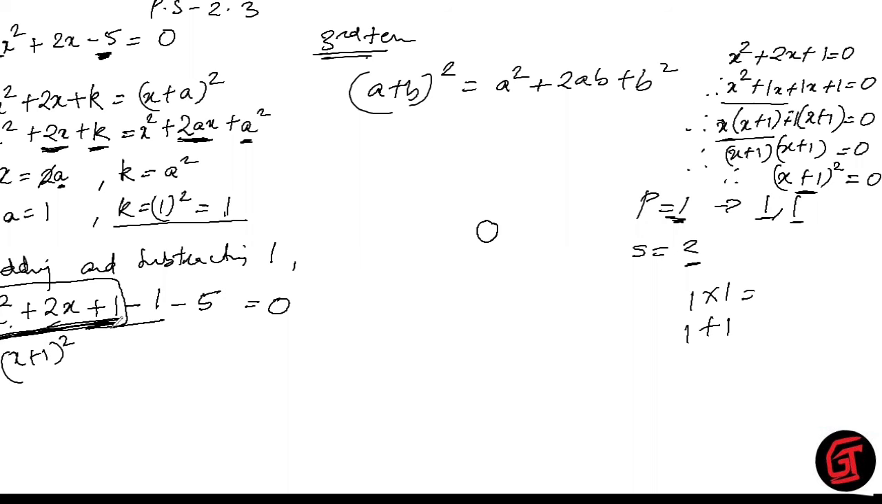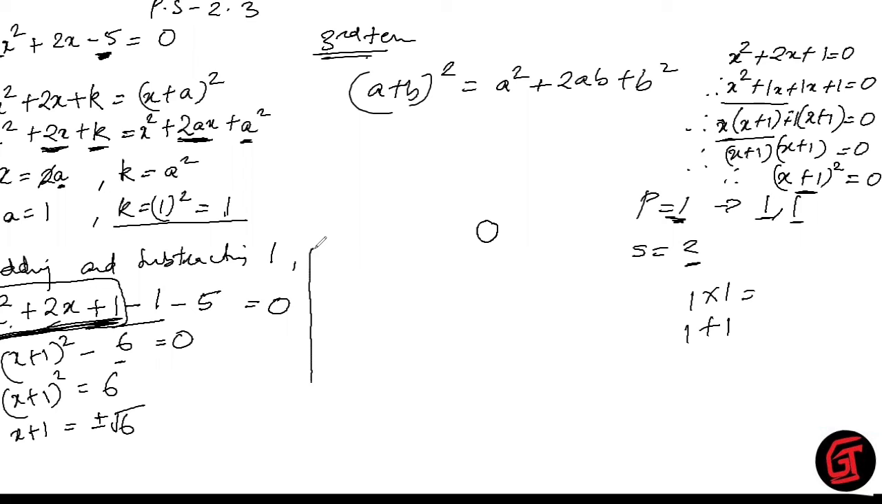Then after this, what we get? What is minus 1 minus 5? Minus 6 is equal to 0. Now let's bring this 6 on the right hand side. So x plus 1 the whole square is equal to 6. Now taking square root of both sides, we get what? Square root of x plus 1 the whole square, the square is gone. x plus 1 is equal to plus or minus root of 6 because we don't have a square root.